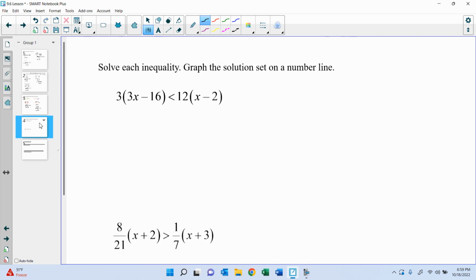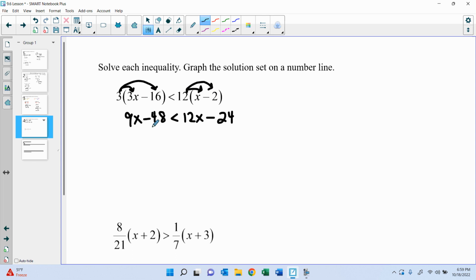All right. So let's do a couple of inequalities that have a few extra steps in them, but it's no different than the way we did this before. So it's just like this had an equal sign in it. I do the same type of solving. I see that I need to distribute on both sides. And so I'm just going to distribute, and then I'm going to solve just like normal. So I have 9x minus 48 is less than 12x minus 24, because I'm distributing and multiplying. Okay, so you distribute that.